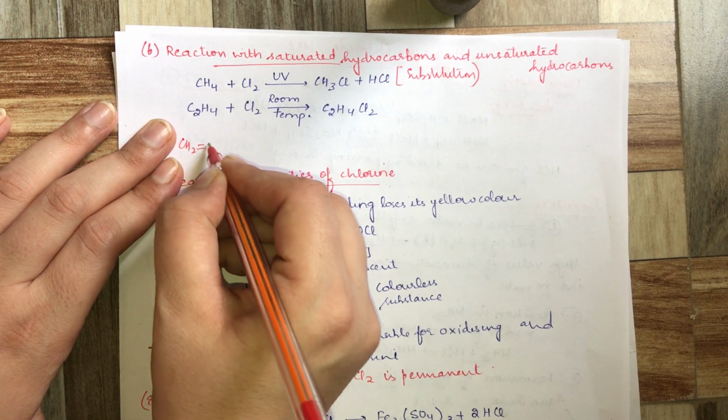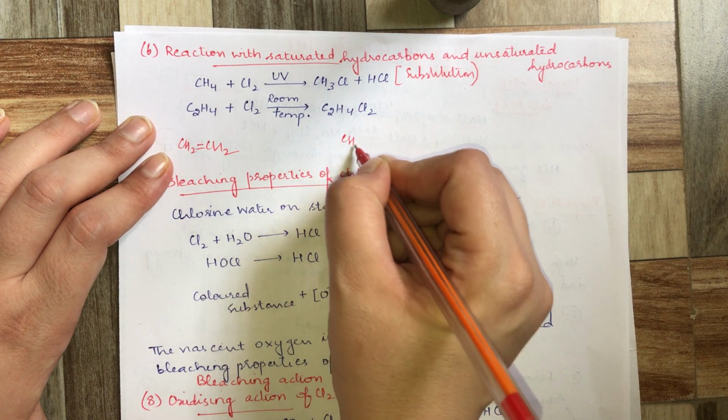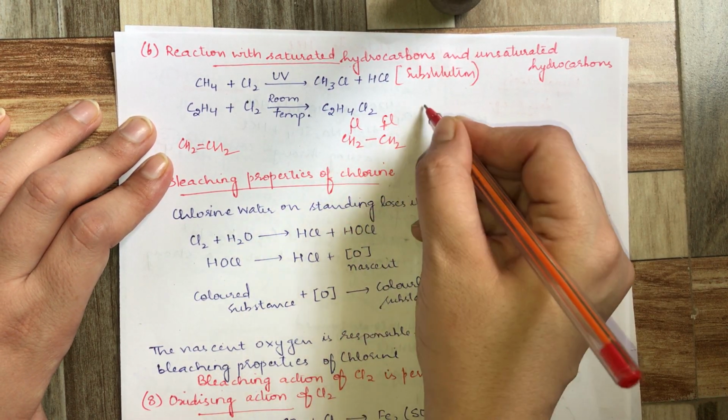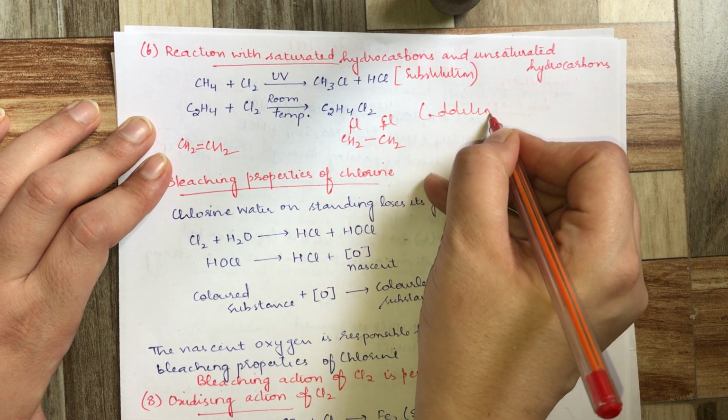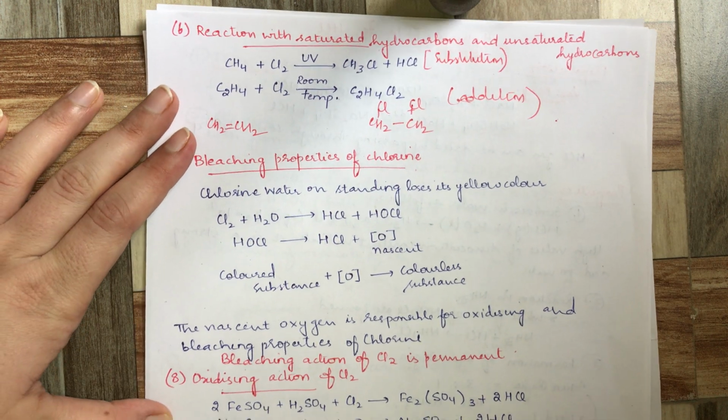C2H4 is ethene. So if you have an unsaturated compound or a double bond, then the addition product is formed. Means here Cl gets added up. Here the addition product is formed. Right?